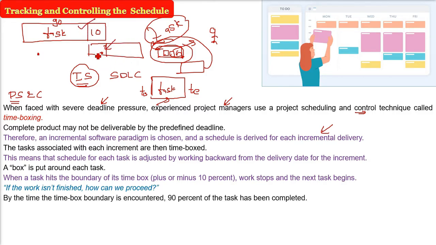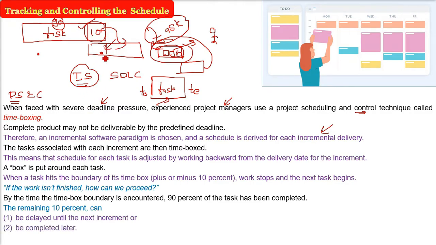So the question from your side will be: if the work is not yet finished, how can we proceed? What about the 10%? This is the key here, time boxing. By the time the time box is encountered, 90% of the task has been completed. So the remaining 10% can be delayed to the next increment or completed later. The main key is that the 10% task has not been done, so it will not be done.